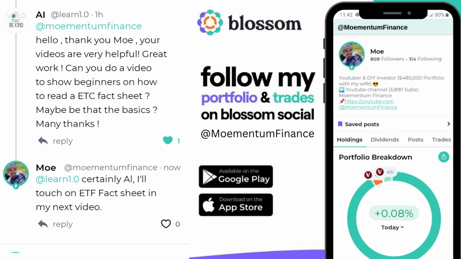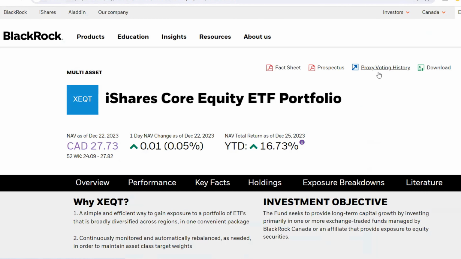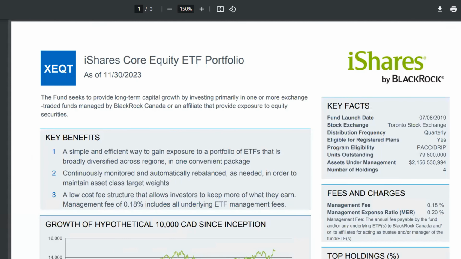Lastly, to answer a question that was raised on Blossom related to how to look into fact sheets for an ETF and what to look for, I'm just going to show you 2 examples from 2 of the ETFs that are very popular on Blossom. The first one being XEQT. When you go to the ETF page on BlackRock, and you can easily find it through Google, just search for XEQT BlackRock Canada. There's a button for fact sheet. When you click on it, it opens up a PDF file.